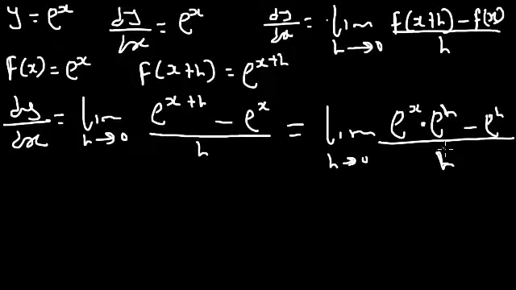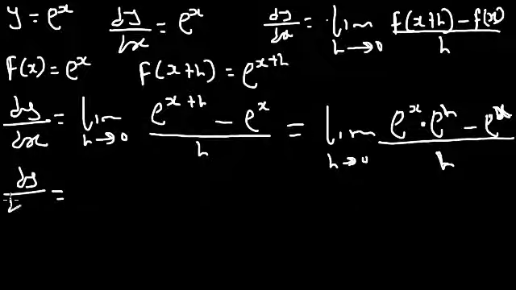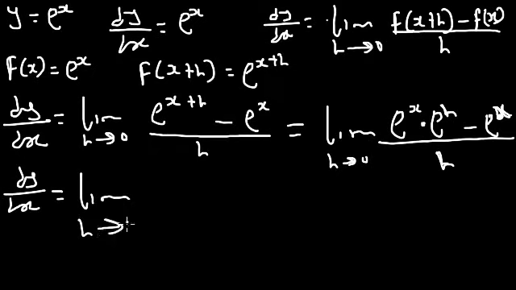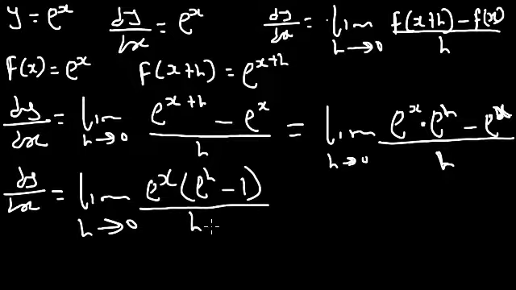Now, what do you think could be our next step? Our next step could be to factor out a common factor, as we have e to the power of x on both sides of the numerator expression. So this clearly means that dy/dx will now be equal to the limit as h goes to 0 of e to the power of x multiplied by e to the power of h minus 1, divided by h.